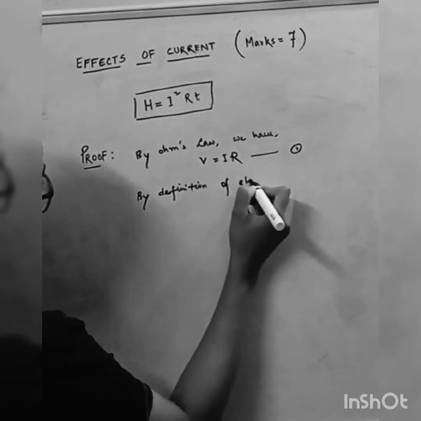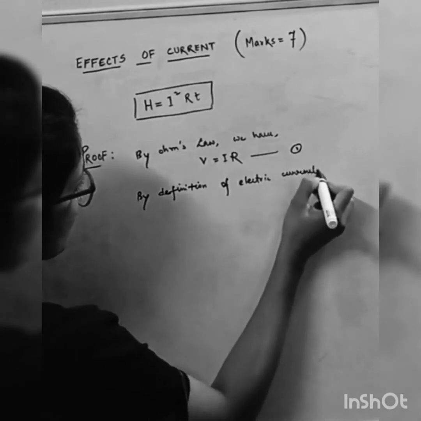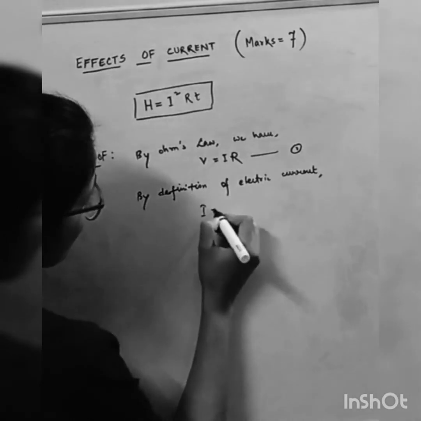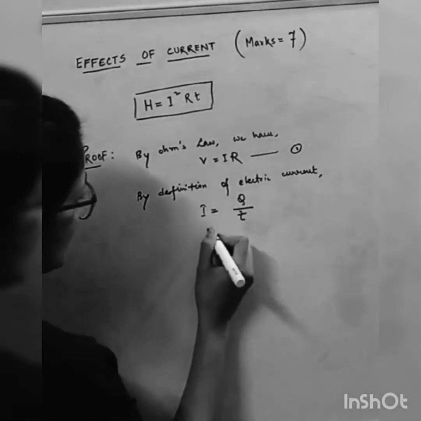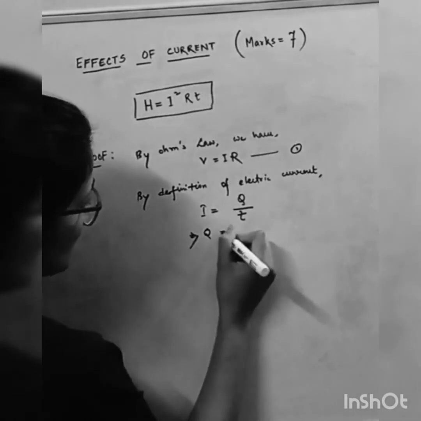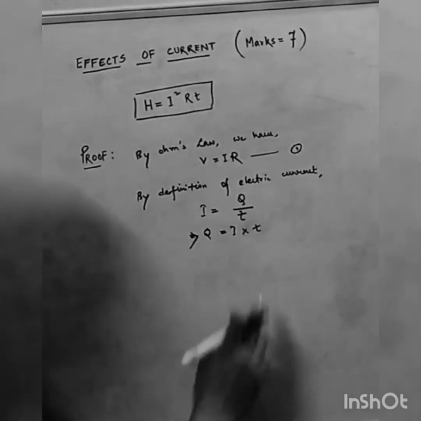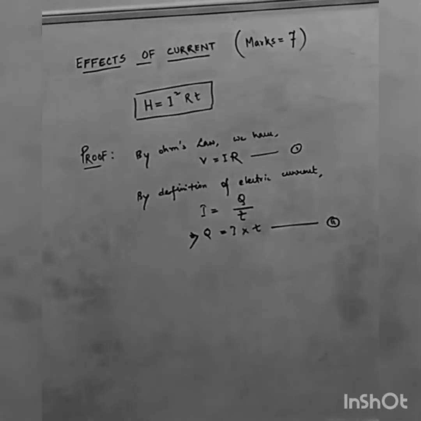And by the definition of electric current, we know that I is the charge flowing per unit time. So from here we can write Q is equal to the current into the time taken for the charge to flow. This is written as the second equation.